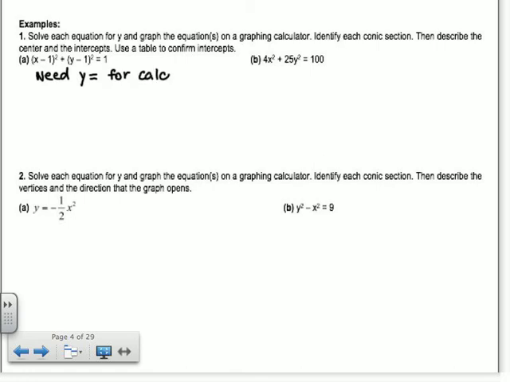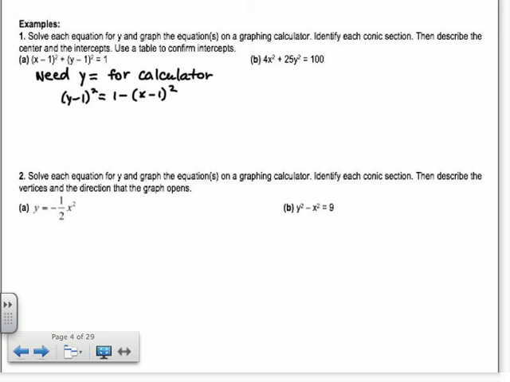So how are we going to get y by itself in this first equation? What's the first thing we need to do? And don't really square it. Let's just subtract this whole chunk here. Let's subtract the x minus 1 squared. So I would have y minus 1 squared equals 1 minus that whole chunk, x minus 1 squared.